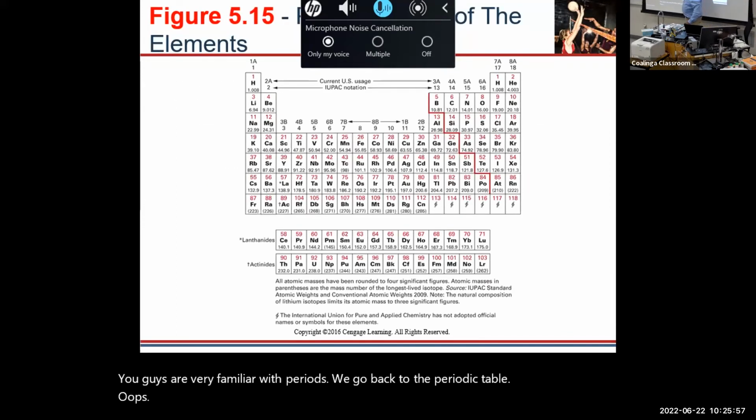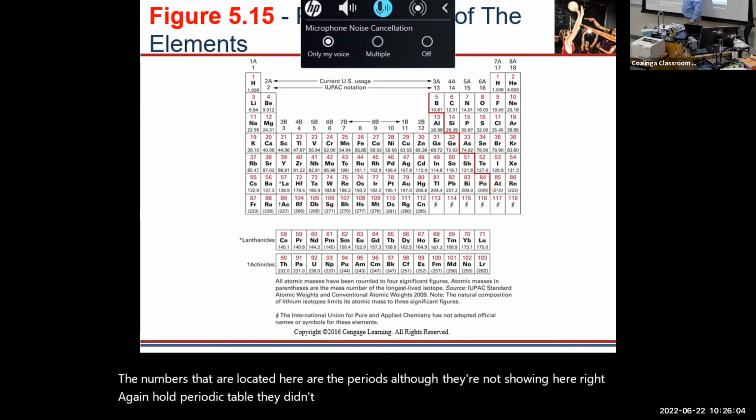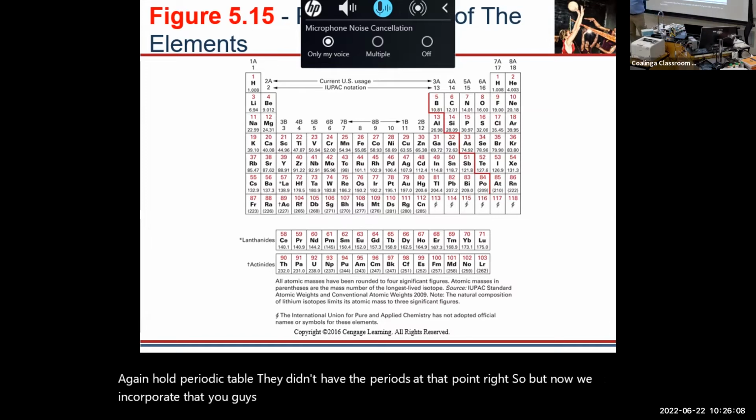The numbers that are here are the periods, right? Again, in the old periodic table, they didn't have the periods at that point. But now we incorporate that. You have the periods on the sides. Those periods represent the energy level, right? So as we go down further, the higher the energy level it is.